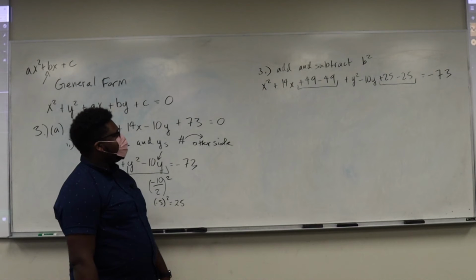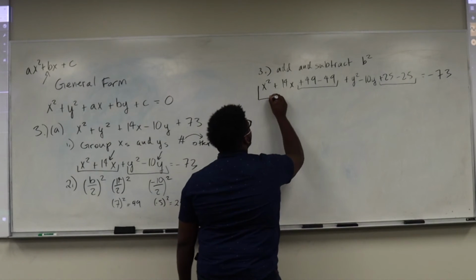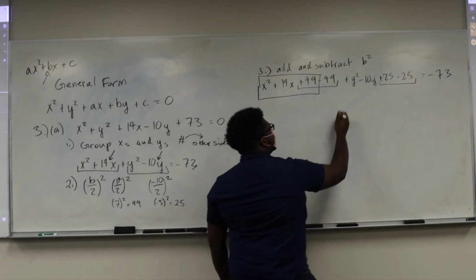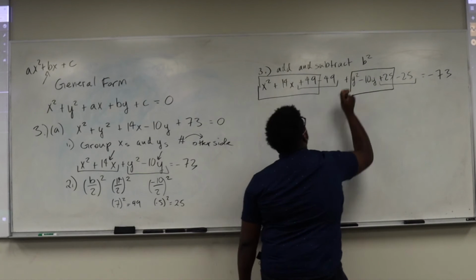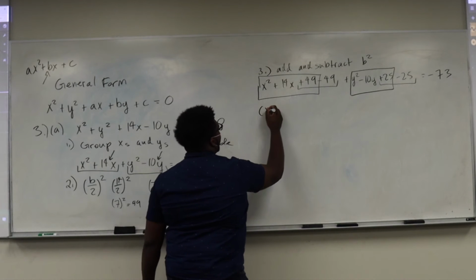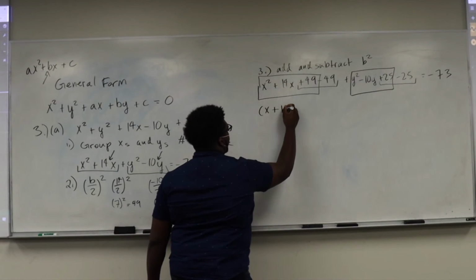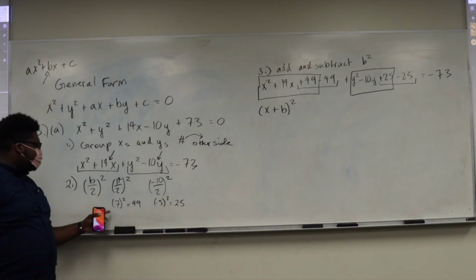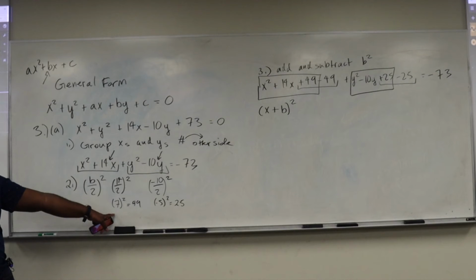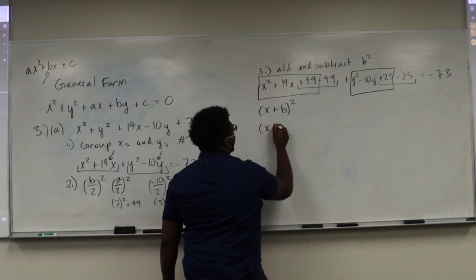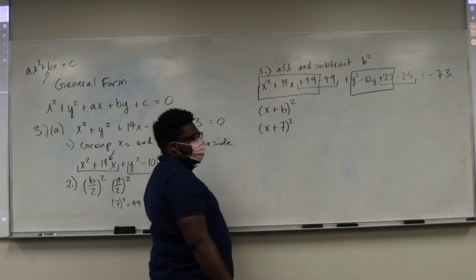Now, here's the beautiful thing about this. If we look at these three terms, what we get is x plus b squared, and our b in this case was 7, because we halved it and squared it. Y'all with me? So check this out. This right here is going to be x plus 7 squared.